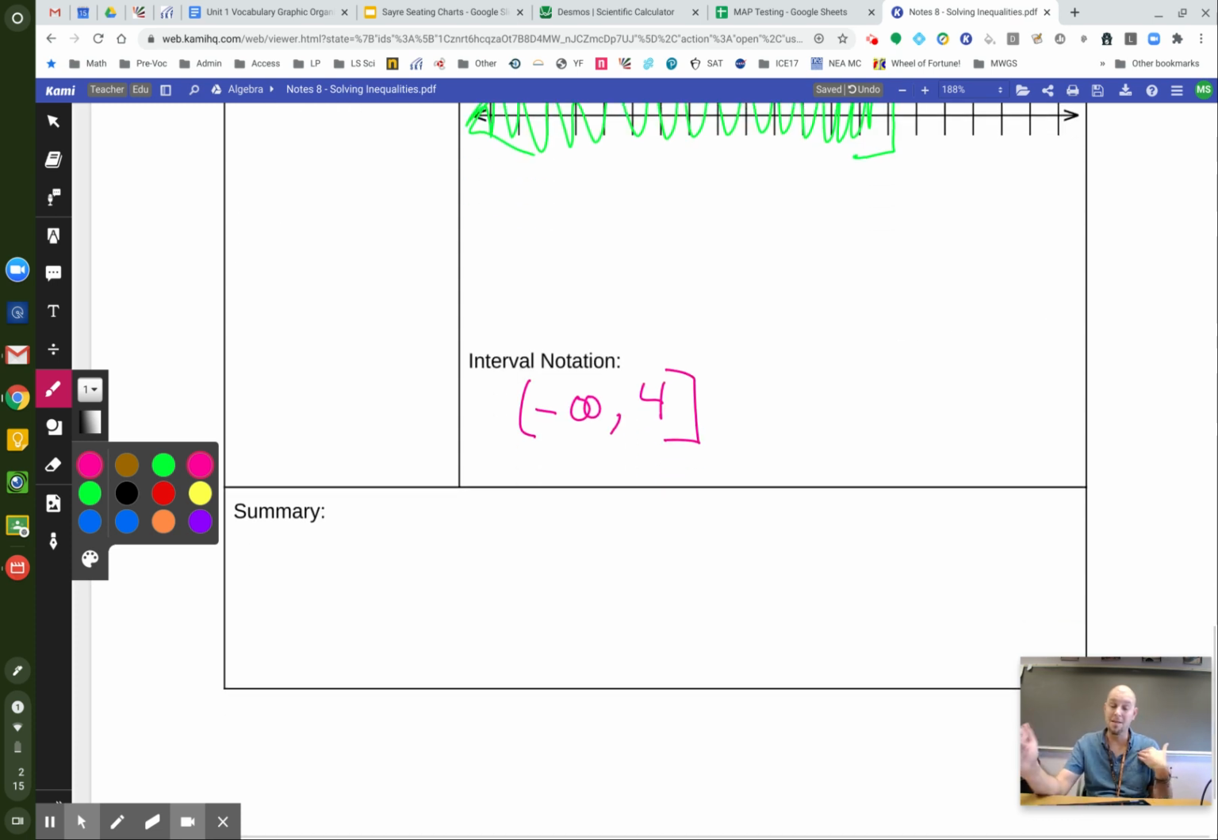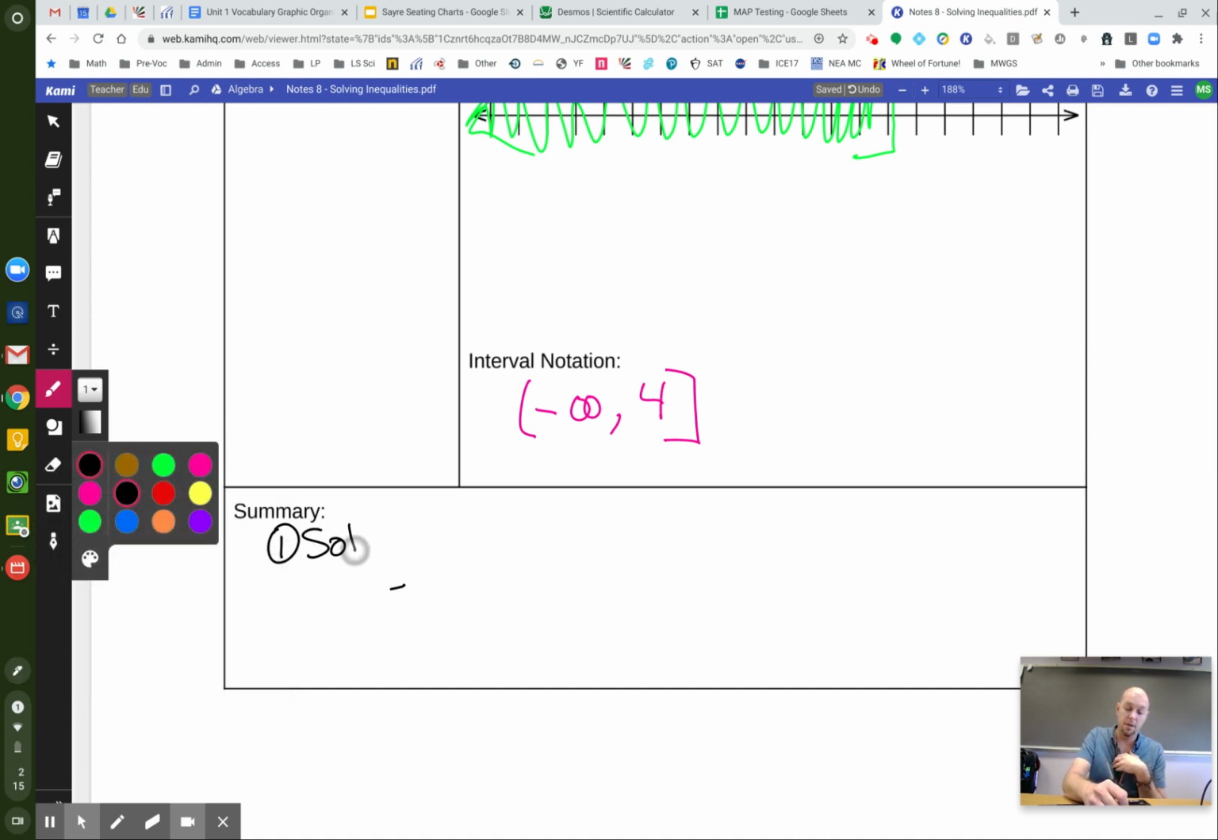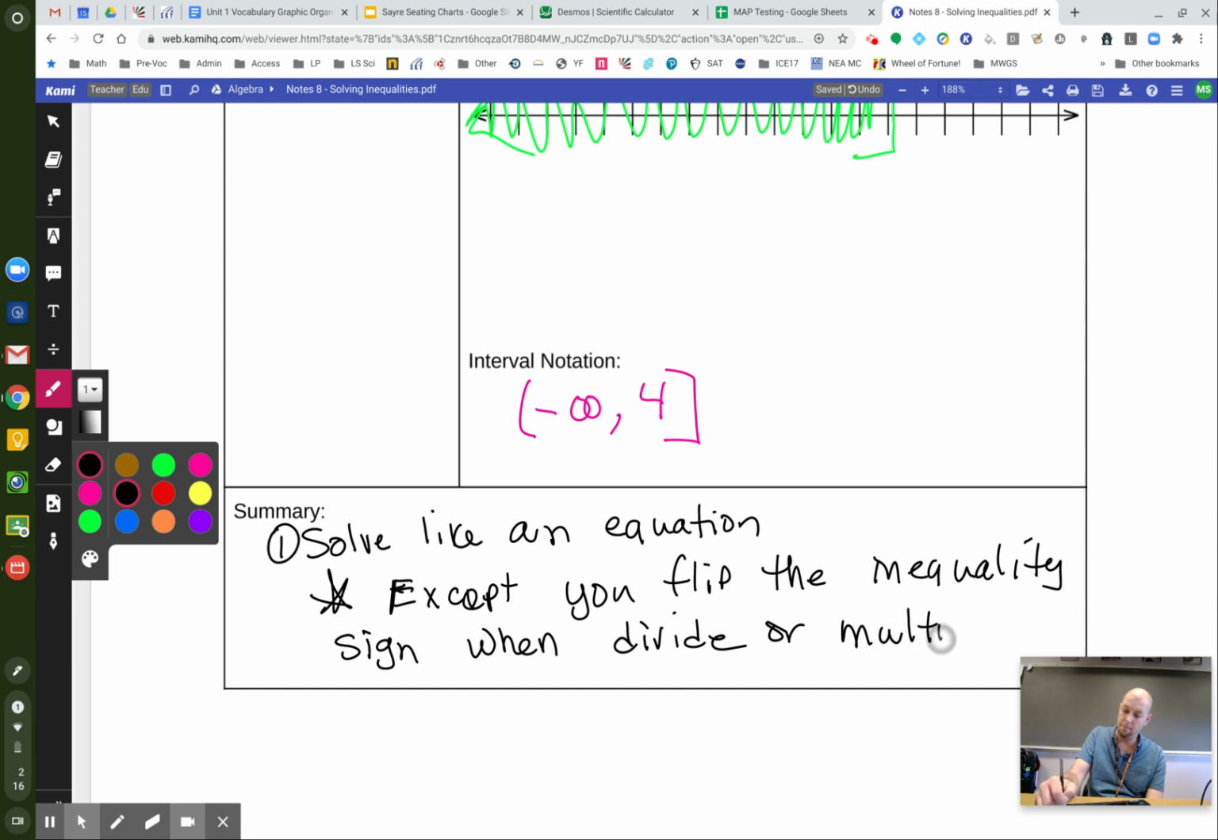So the big takeaways from these notes are: solve like an equation, except you're going to put a star, except you flip the inequality sign when you divide or multiply by a negative number. All right, hopefully that helps clarify.